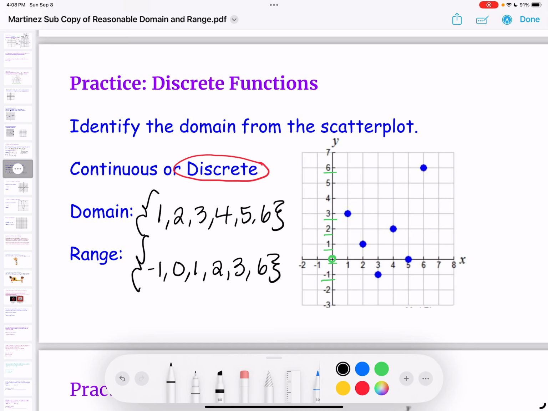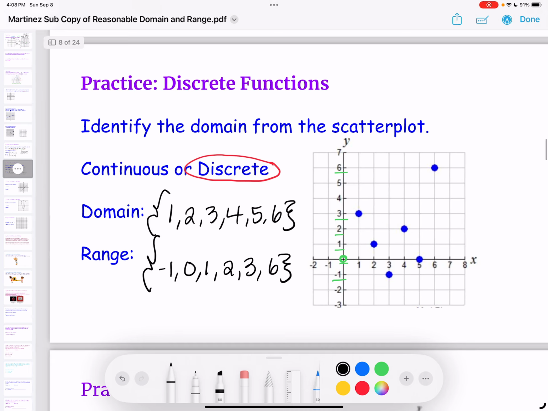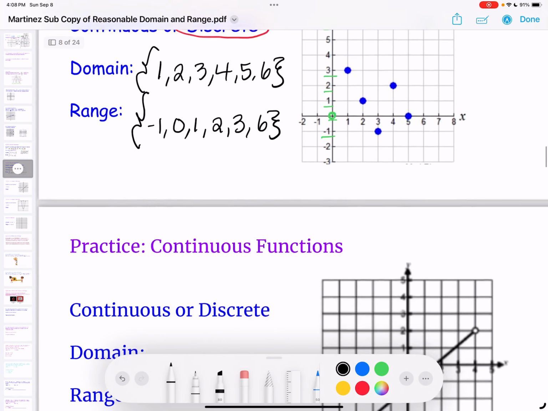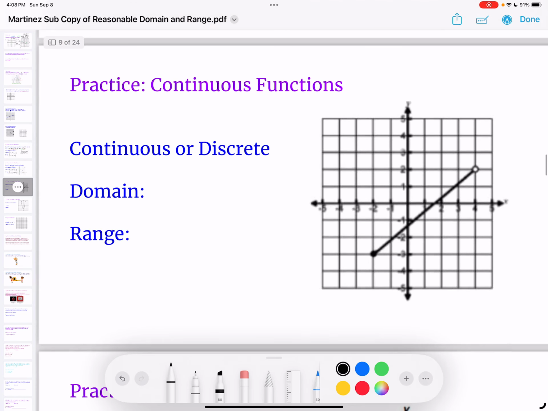Okay, so this one is a little bit different, right? We can see that this is a continuous function instead of a discrete function. So I'm going to go ahead and select that. Then we can take a look over here, and I can see that for the domain, we're starting over here, so that would be at -2, and it goes over here to 4.